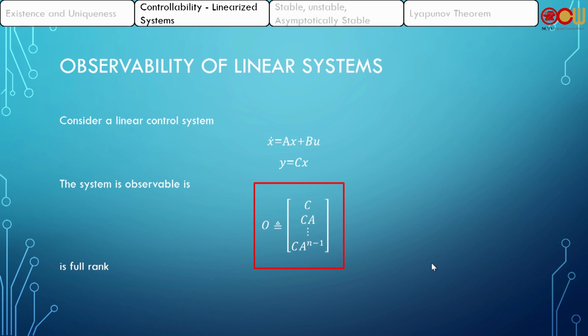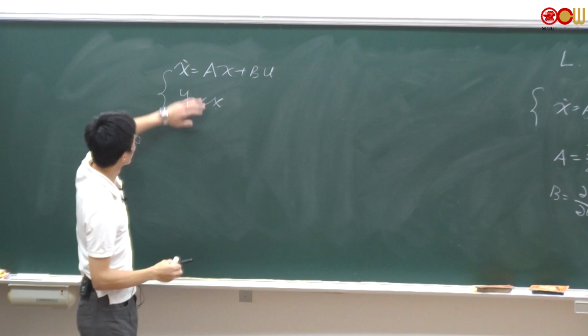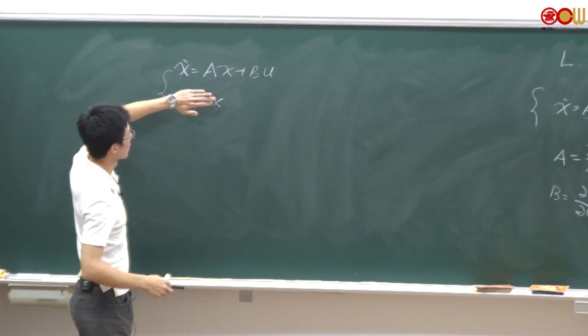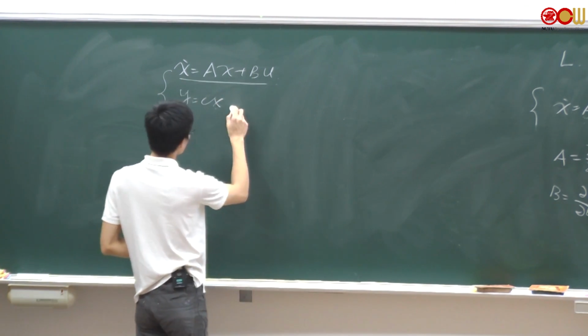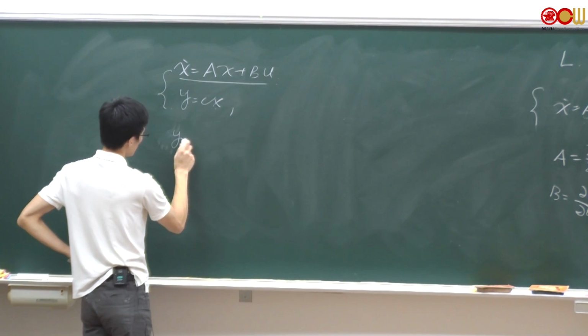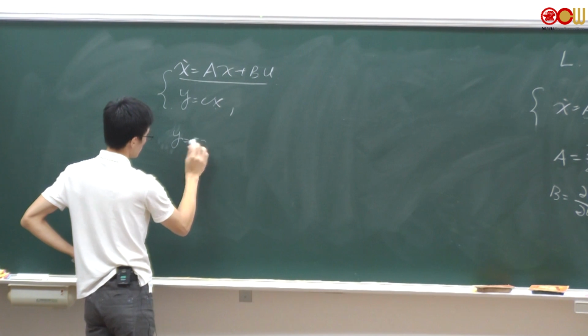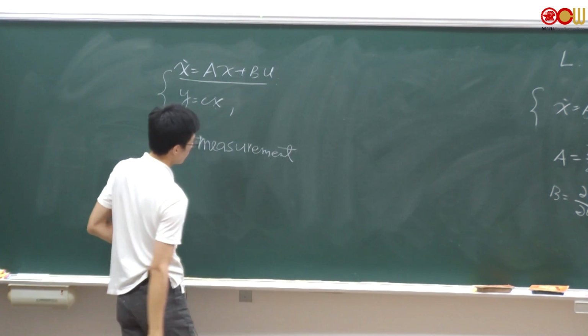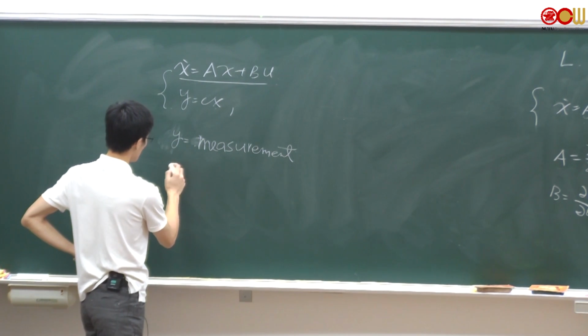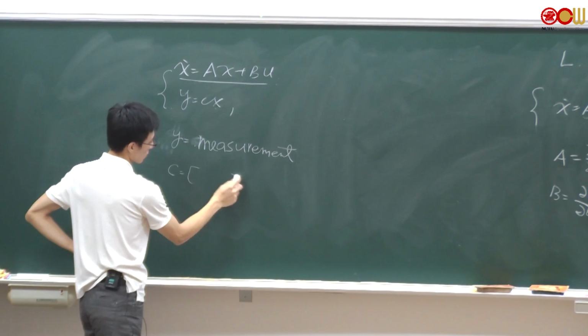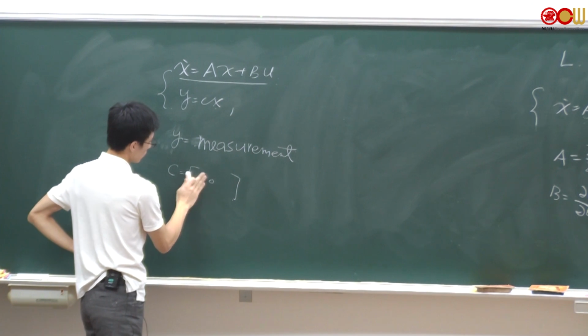rank, okay? And this matrix consists of C, which is a row vector, and A, which is an n by n matrix, okay? So before, we haven't mentioned the second part, y is equal to Cx, right? Okay, here is fine, but what is y? Y is measurement. And C is just some coefficient, okay, some row vectors.